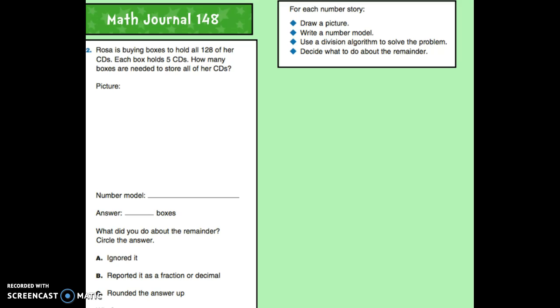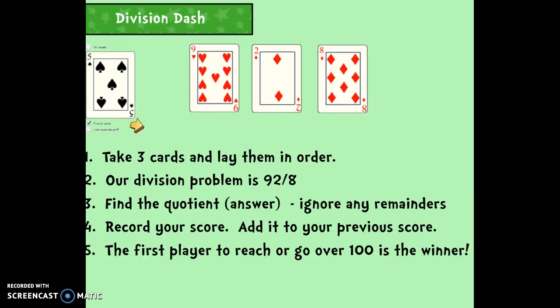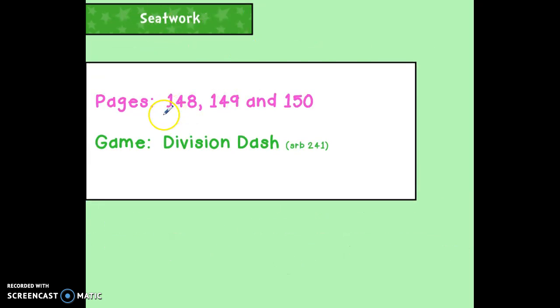So the rest of the problems, there's number 2, number 3, and then these, all they want you to do is write this as a fraction. So if I know the answer is already 13, remainder 1, I know as a fraction it's 13, and then my remainder is 1, and there were 2 people. So this is pretty quick. Your seat work today is pages 148, 149, and 150.